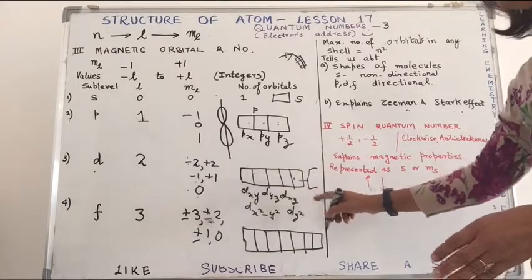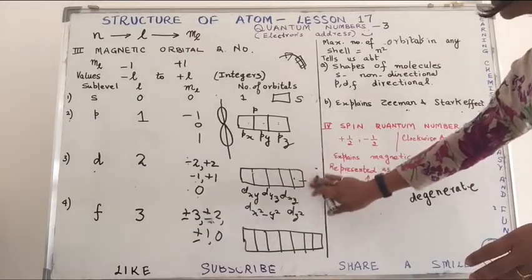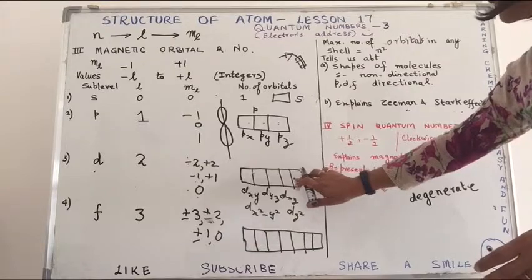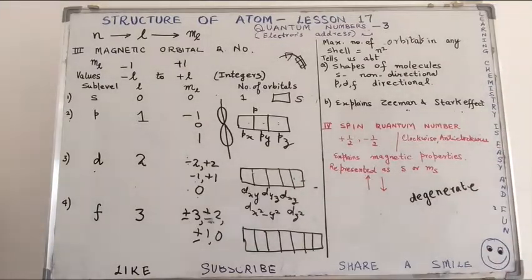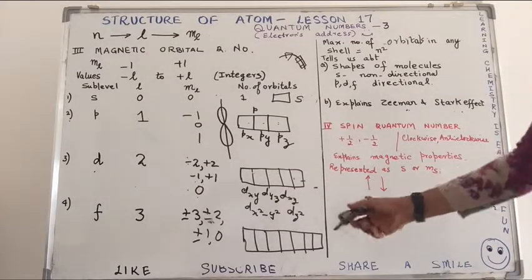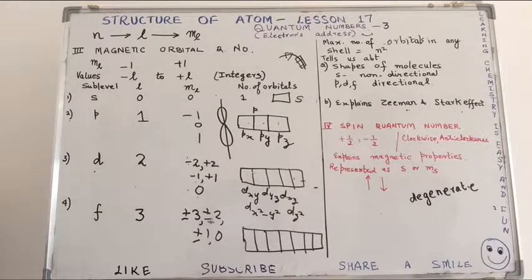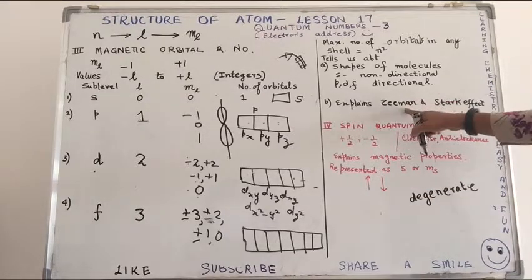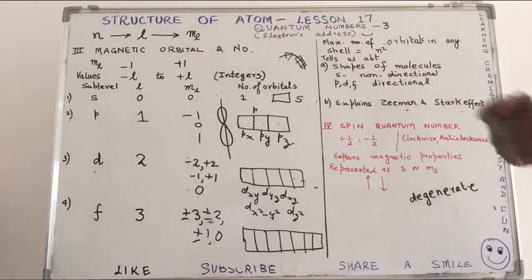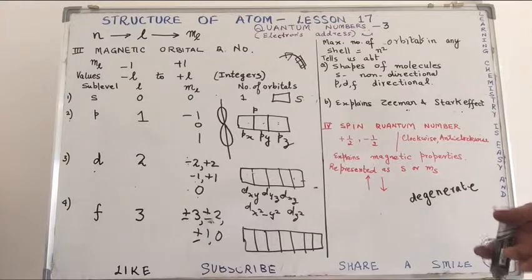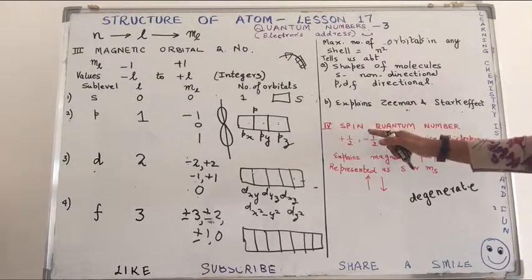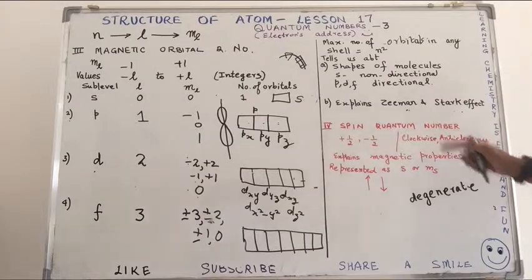The details of this you will do when you go to further higher studies. I don't want to confuse you at this point of time. The same can happen for f and so on. So this concept of magnetic orbital quantum number helps to explain and remove a lot of anomalies which were there in Bohr's concept. The last quantum number, spin quantum number.